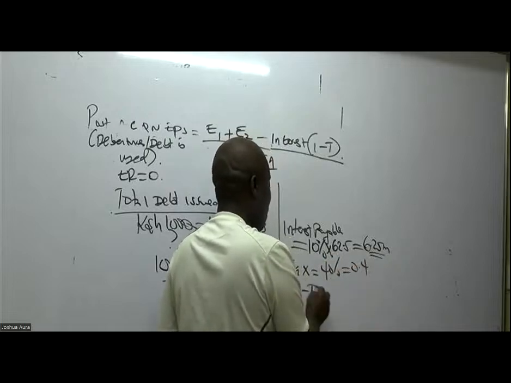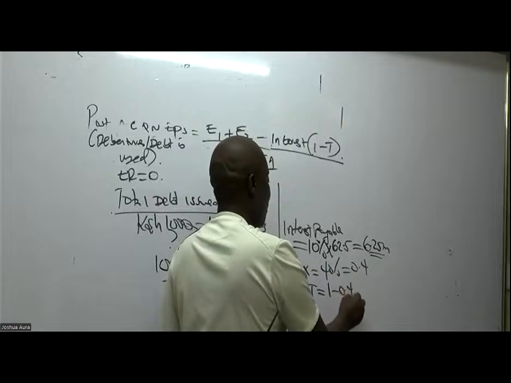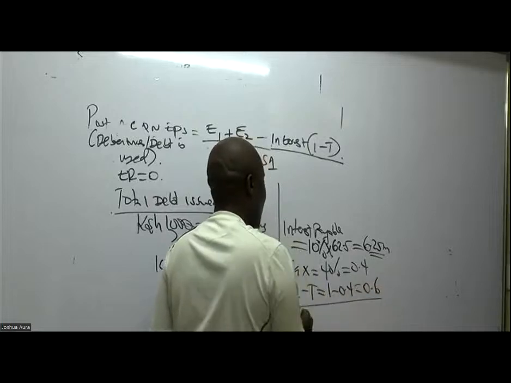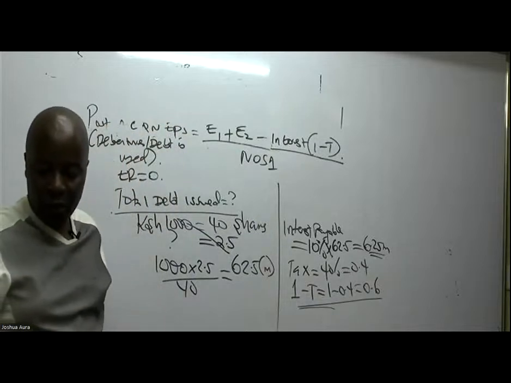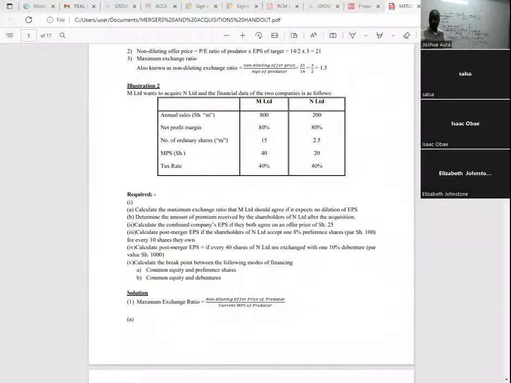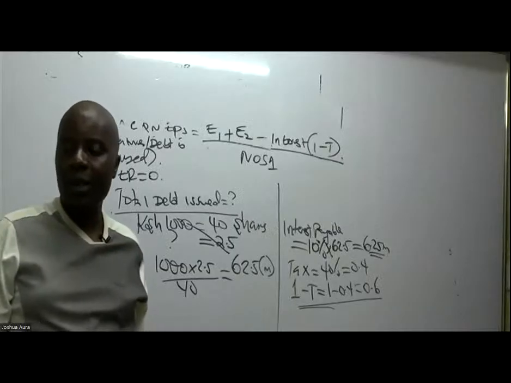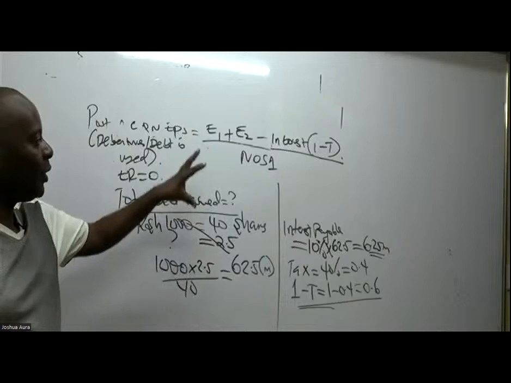So 1 minus tax will be 1 minus 0.4, which will give me 0.6. This is where I got my 40% from. Tax has been given, it's 40%. It's not always 30%.